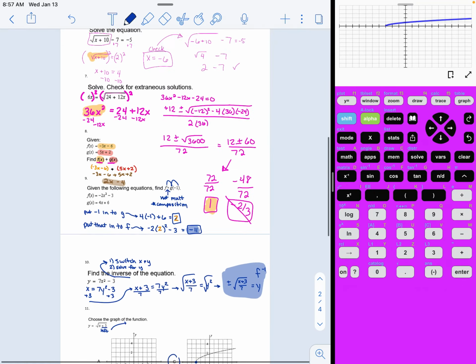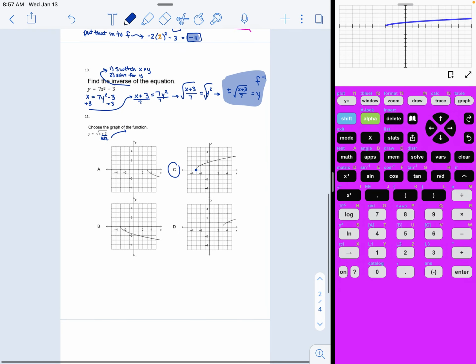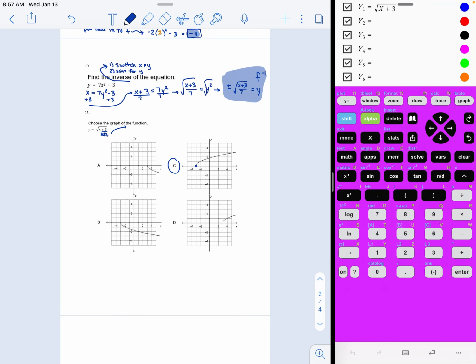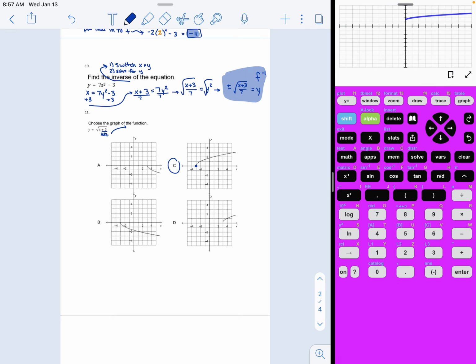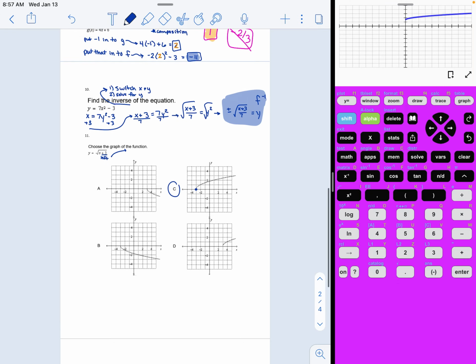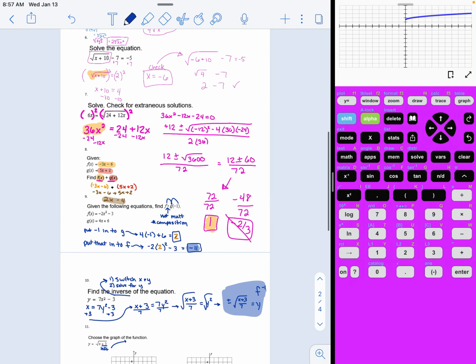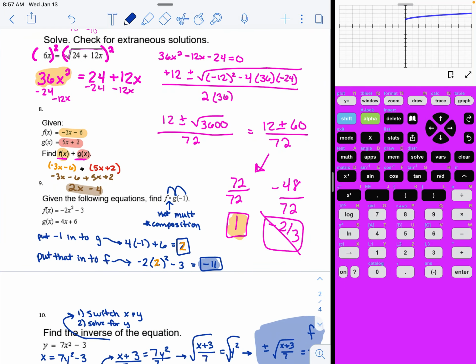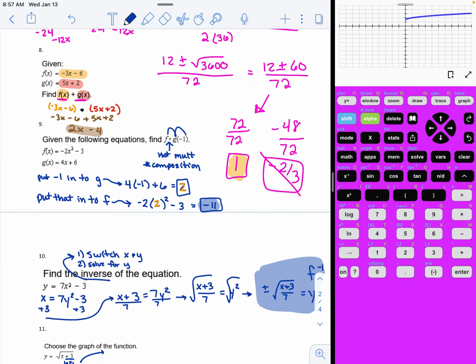All right, that in a nutshell is chapter 6. If there's a graph one on the final, you could expect maybe the 3's on the outside. So you would want to pick the graph that looks like it got moved up 3. Composition's pretty much like number 9, what you're going to see. Inverse, switch x and y, solve for y.